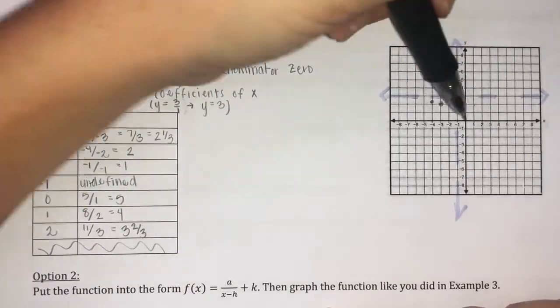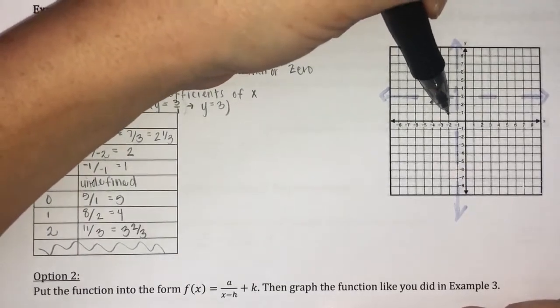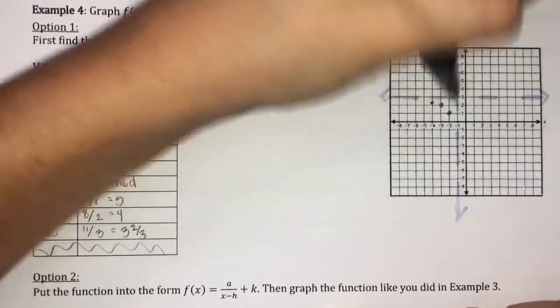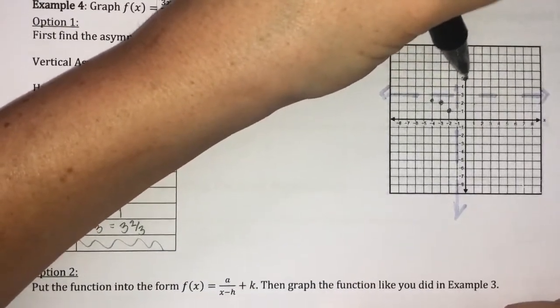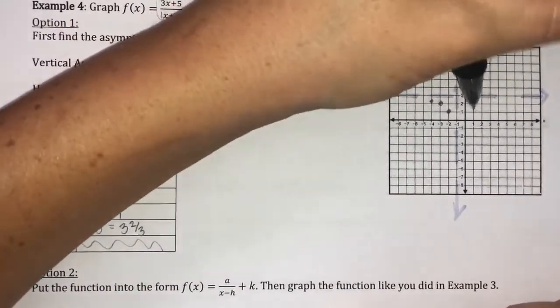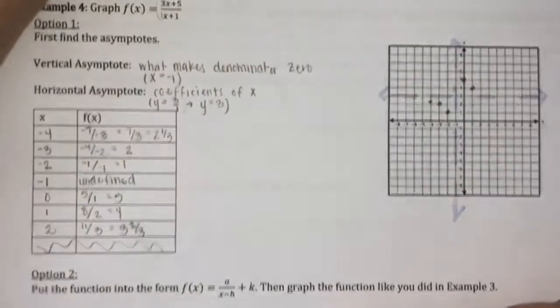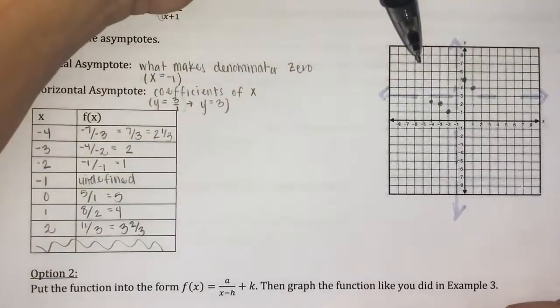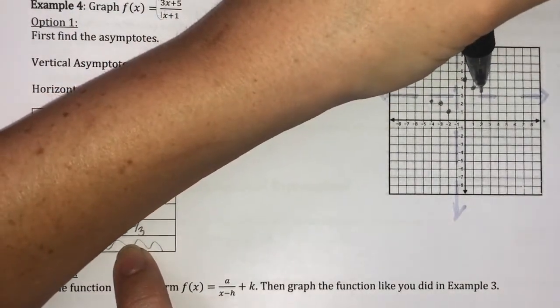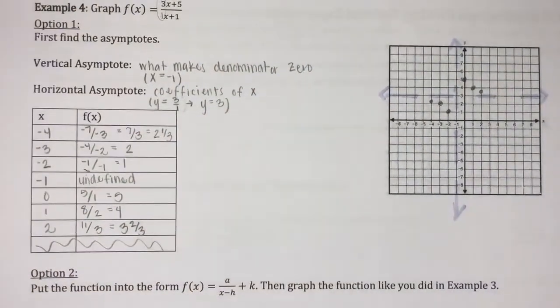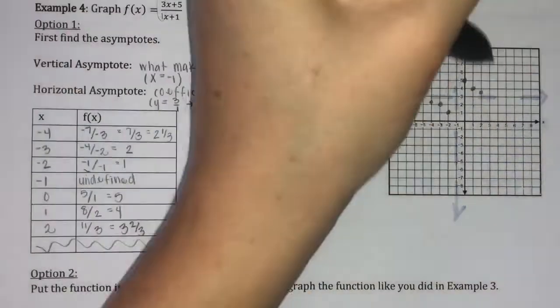And then -2, up 1. And then 0, 5. And then 1, 4. And then 2 and 3 2/3. And then we can go ahead and connect those points and just follow the asymptote to finish it.